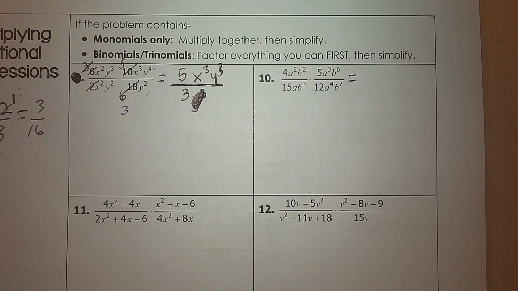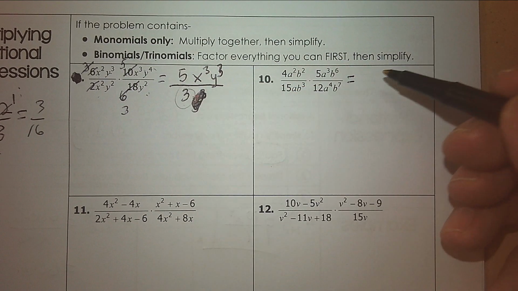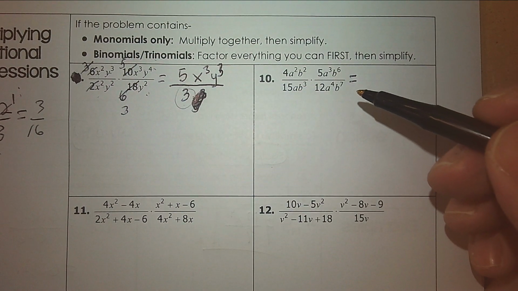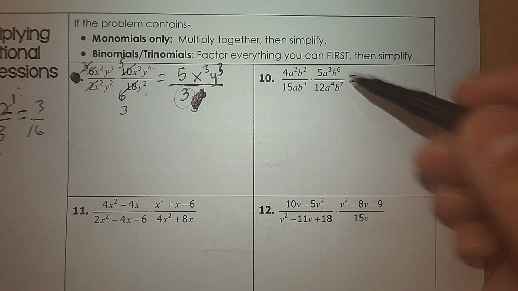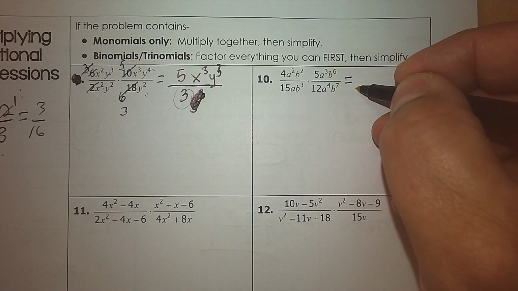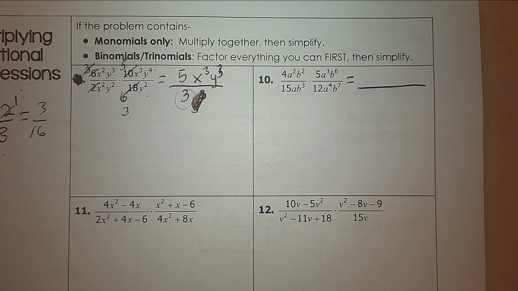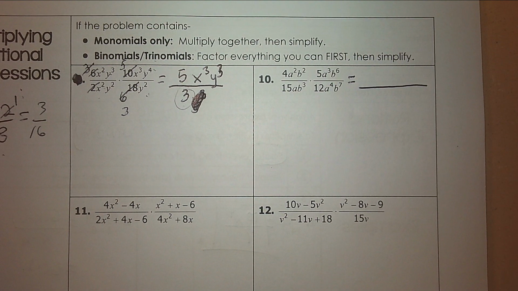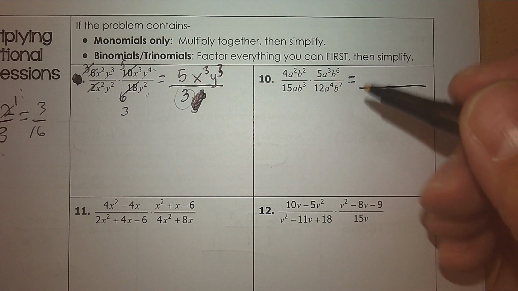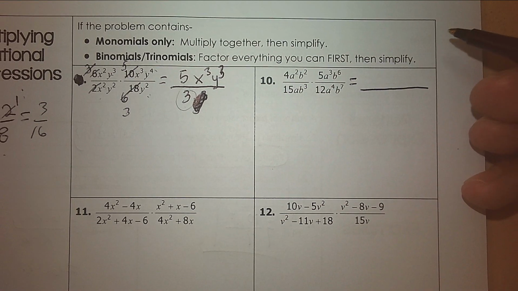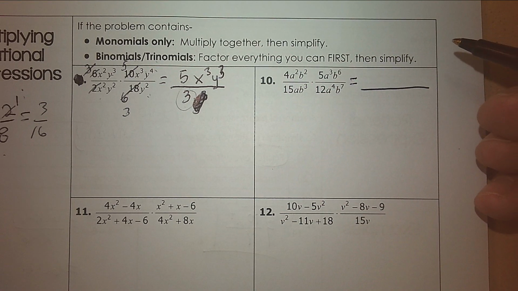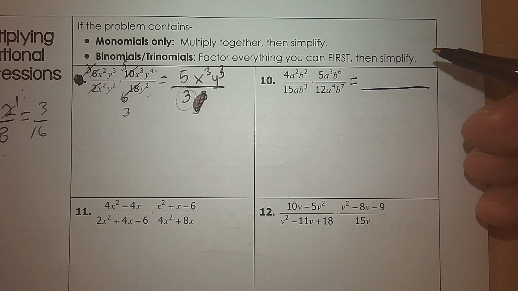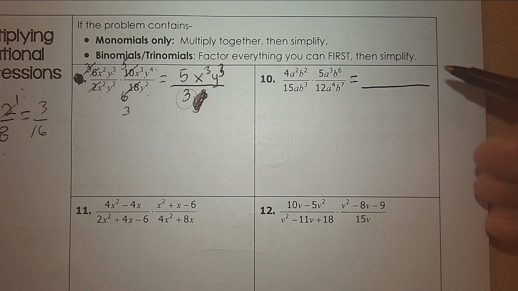So the only thing in the denominator is 3. So let's try again. Are you able to look at the coefficients and simplify them? Let's try. K, what do you notice about the coefficients, the big numbers?